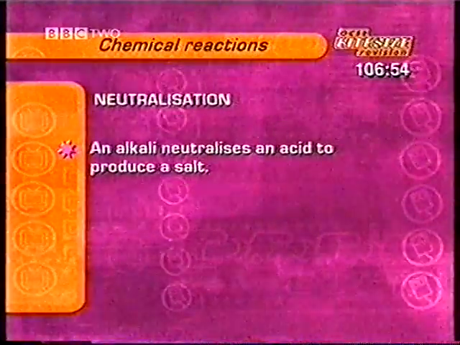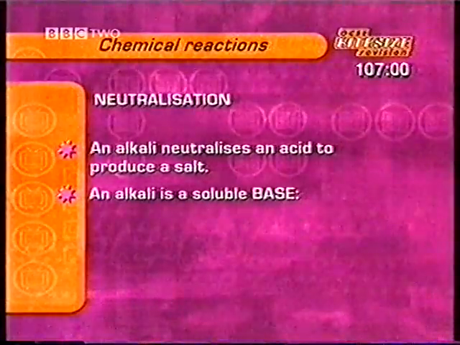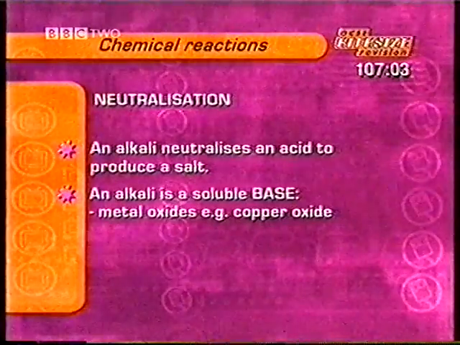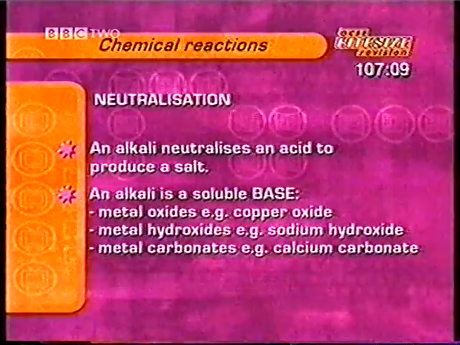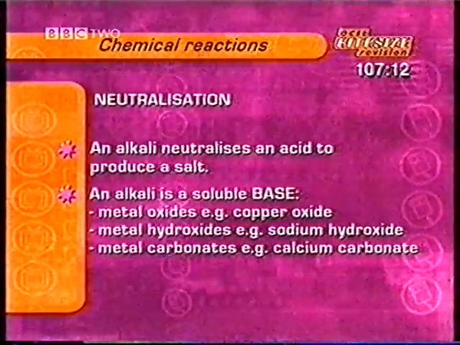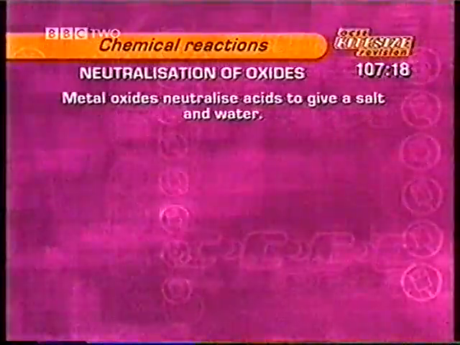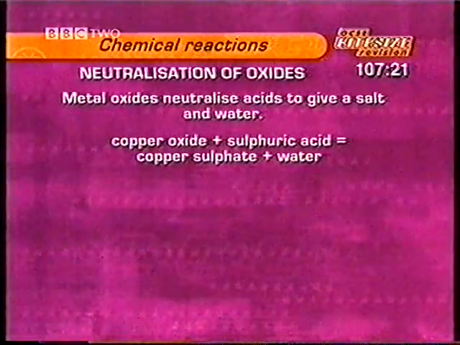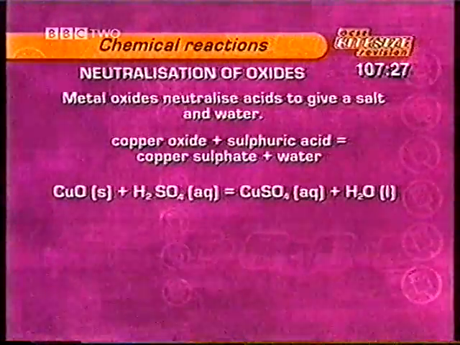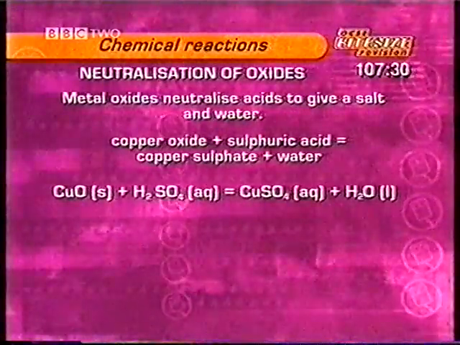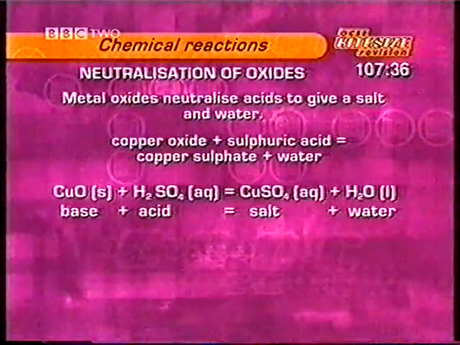An alkali neutralizes an acid to produce a salt. An alkali is a soluble base. Examples of bases are metal oxides, such as copper oxide, metal hydroxides, such as sodium hydroxide, and metal carbonates, such as calcium carbonate. Metal oxides neutralize acids to give a salt and water. For example, copper oxide plus sulfuric acid gives copper sulfate plus water. CuO plus H2SO4 gives CuSO4 plus H2O. That's base plus acid gives salt plus water.